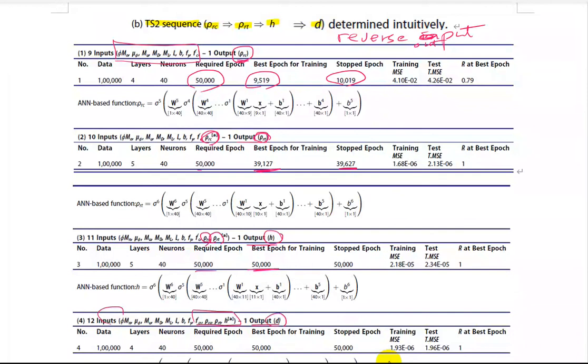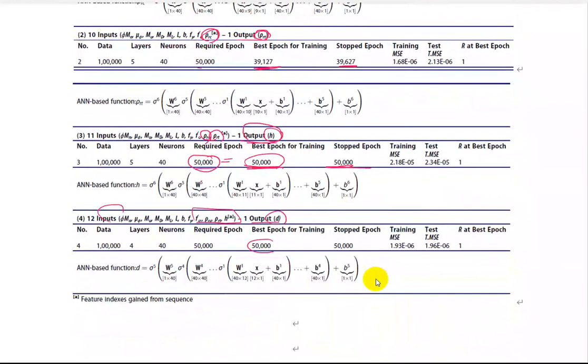And this is not the last. This is some kind of ambiguous situation where we are not really sure whether enough training accuracy was achieved or not with the output H, because the stopping epoch, the best epoch, is the same as the required epoch, which is 50,000. Same here. But we did not extend beyond 50,000. We thought that the training accuracies that we had achieved were sufficient, so we didn't extend it. But you had better have the established required epochs always greater than the best epoch, here and here and here. So this is very important to understand.